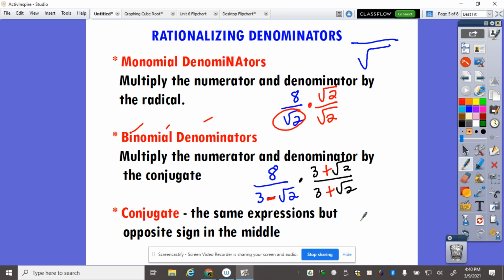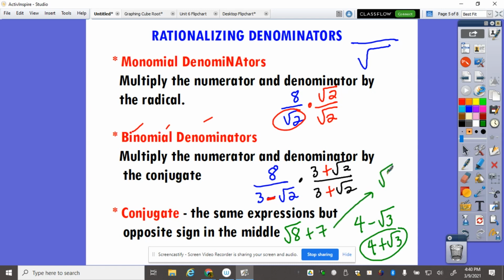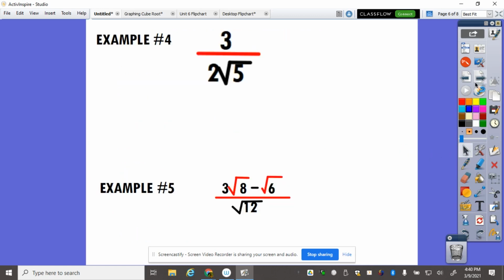Again, one more time. The conjugate of 4 minus square root of 3 is 4 plus square root of 3. That's the conjugate. Or if I have square root of 8 plus 7, the conjugate of that one is square root of 8 minus 7. Okay? The middle sign of the expression should flip or change. So let's do this one now.